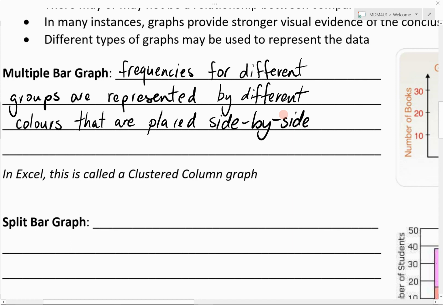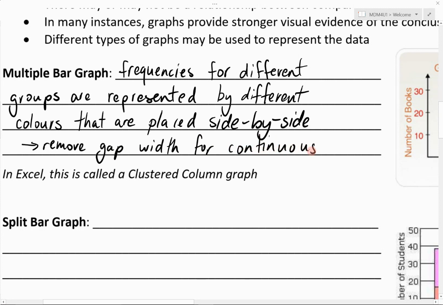Okay, and they remove the gap width for continuous data. So you remove gap width for continuous data, which essentially is like a histogram.